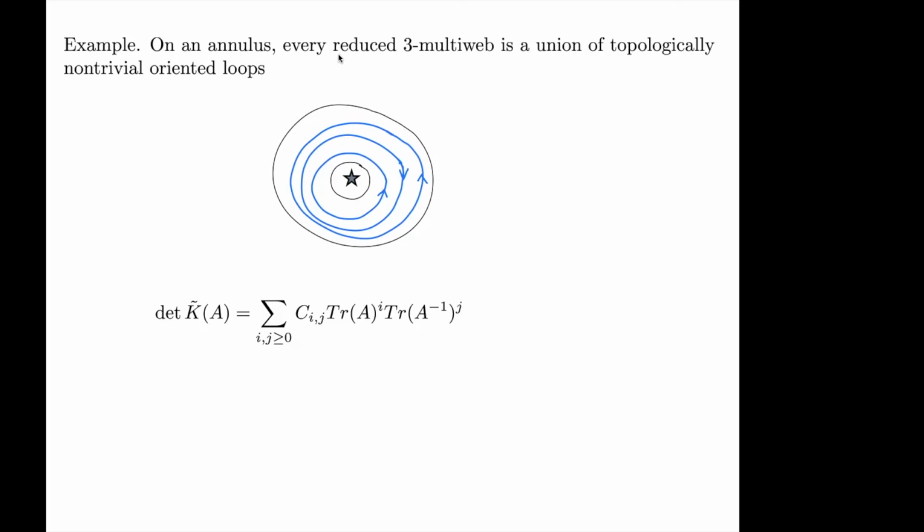So you take any 3 multi-web, any triple dimer cover, you apply the scaling relations, and you eventually get a union of topologically non-trivial oriented loops. Which is kind of a boring case, but that's okay because there's only one puncture. As a consequence, the determinant can be written as follows. If the monodromy going around the annulus is A, then each loop contributes either trace of A or trace of A inverse, depending on the orientation. And because we're in SL3, those can be algebraically independent quantities.